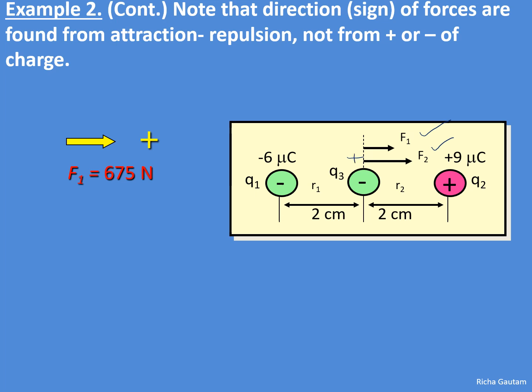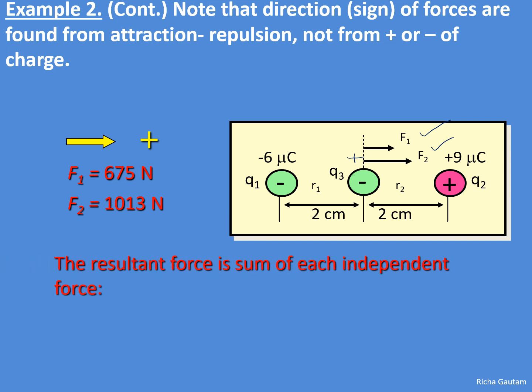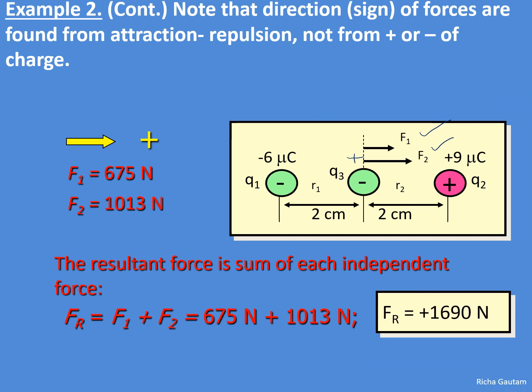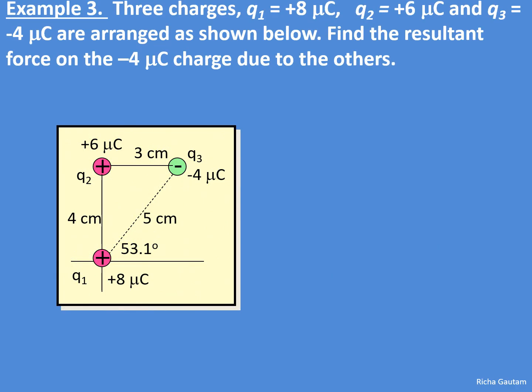Okay, so this is the law of vector addition. If you have both the forces in the same direction, you will add them, and if you have one in this direction and the other in the other direction, then you subtract them. So now since they both are in the same direction, we'll add them. Your F1 is this, F2 is this, so the resultant force will be the sum of each independent force, and by adding these two numbers, we will get plus 1690 Newton. So that is the total resultant force acting on negative 5 micro coulomb.